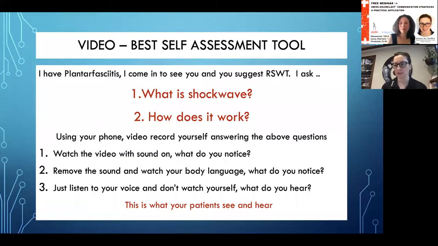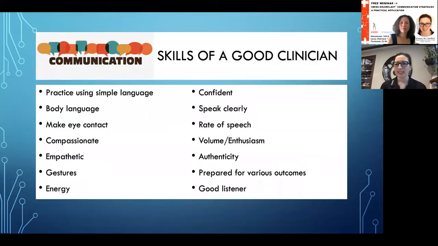So skills of a good clinician, when we talk about communication skills, so practice using simple language. We've talked about this already. So we don't need medical terminology. They don't understand any of that. And so sometimes they just look at you like, what was that? Like they're so confused by what you're saying. So practice using simple language. Even talking to your colleagues, it's easy to just use technical language, but then you need to switch when it's a patient. You need everyday terms to explain the same things.